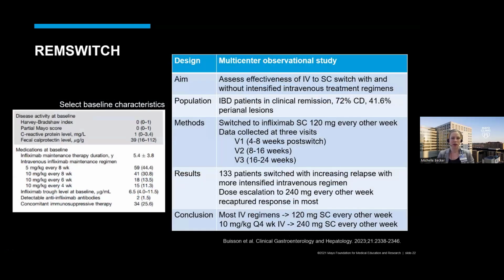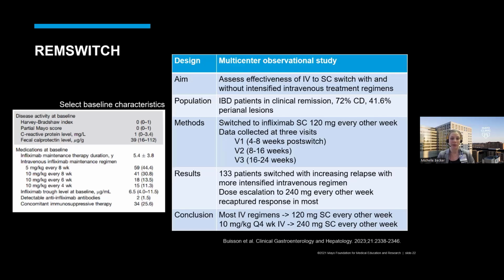This is the REMSWITCH study, and there was also a follow-up long-term study that assessed the effectiveness of patients transitioning from intravenous to subcutaneous with and without previously intensified intravenous regimens. It included patients with both Crohn's as well as ulcerative colitis, and patients were monitored at 3 different time intervals after that switch to subcutaneous. Of 133 patients switched, there was increasing relapse with patients that had more intensified previous intravenous regimens. So for example, patients who were on 10 milligrams per kilogram every 4-week infusions.